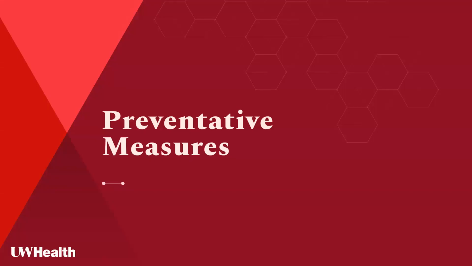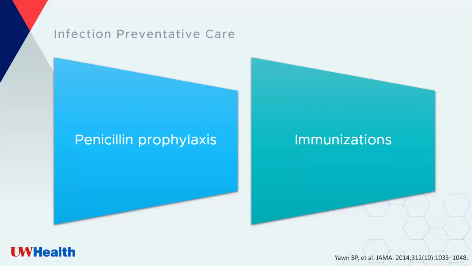So diving into preventative measures of sickle cell disease, generally when we think preventative measures in this patient population, there are two noted routes that we can go. And so the two major measures for preventing infection in individuals with sickle cell disease are, one, penicillin prophylaxis, and then two, immunizations. And so I'll talk a little bit about both.